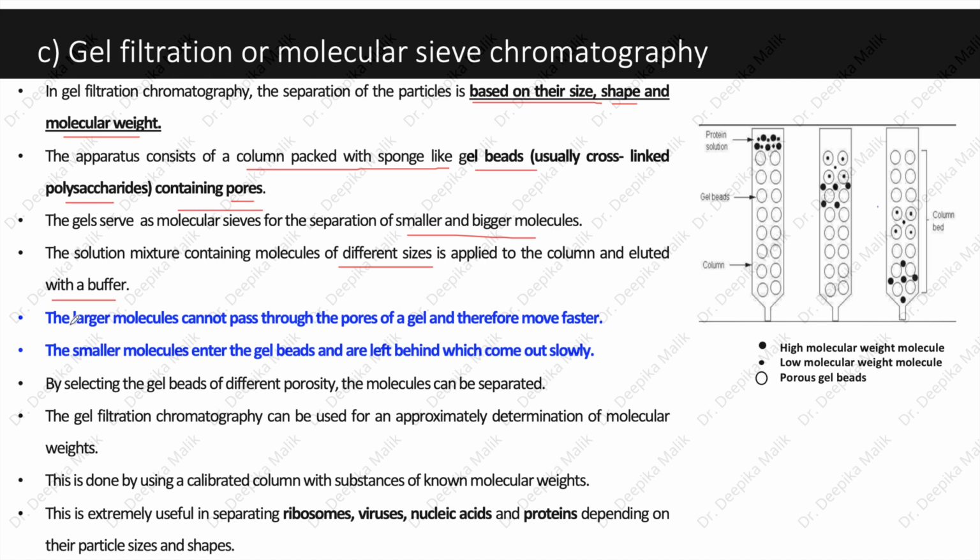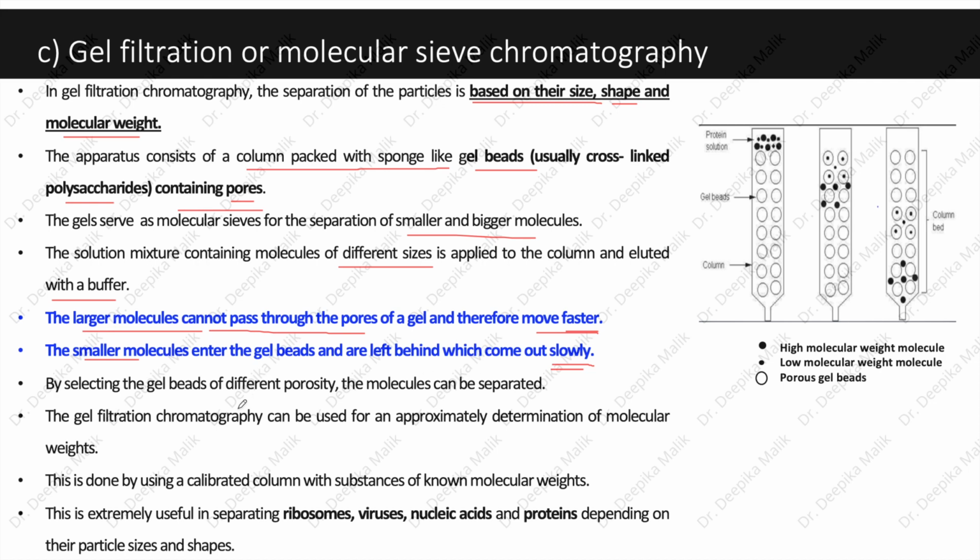Now this is also important to note that the larger molecules cannot pass through the pores of a gel and therefore move faster, whereas the smaller molecules enter the gel beads and are left behind, which come out slowly. By selecting gel beads of different porosity, the molecules can be separated.